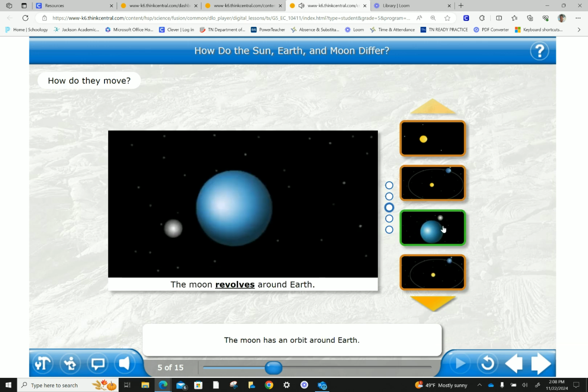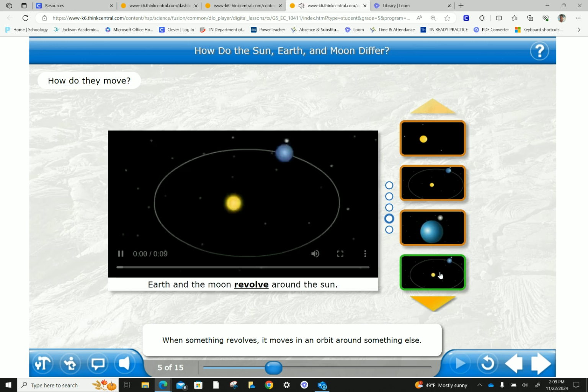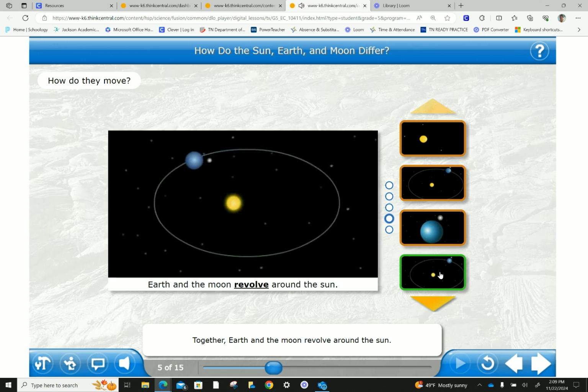The Moon has an orbit around Earth. Another way of saying this is to say that the Moon revolves around Earth. When something revolves, it moves in an orbit around something else. While the Moon is revolving around Earth, Earth is moving too. Together, Earth and the Moon revolve around the Sun.